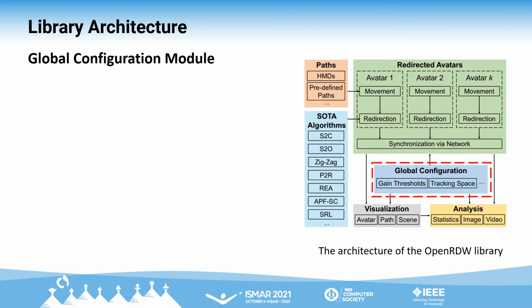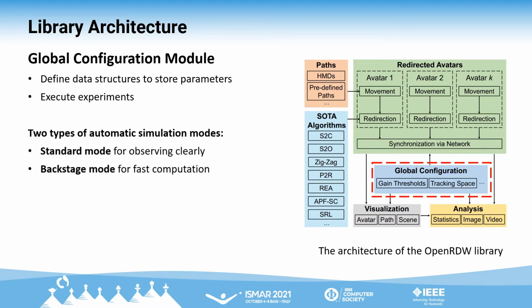The global configuration module defines data structures to store gain thresholds, tracking space, and other parameters. This module also controls the beginning and the end of an experiment. An automatic simulation can be executed in two modes. In the standard mode, the simulation process is rendered and displayed at the target frame rate, which helps researchers to observe the simulation clearly. In the backstage mode, the rendering pipeline is omitted to accelerate the simulation process, which is useful for fast batch testing.